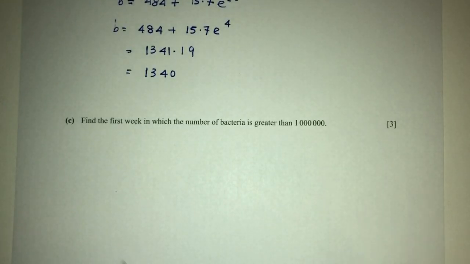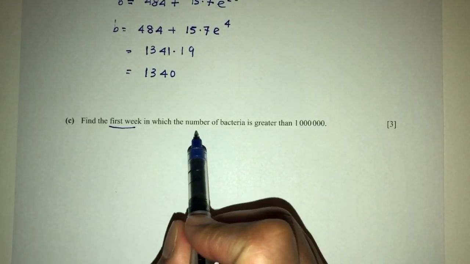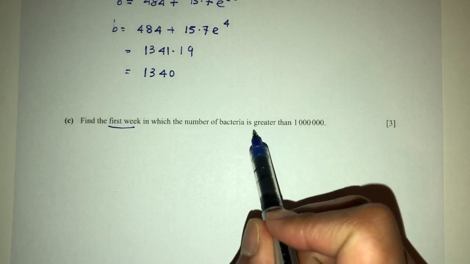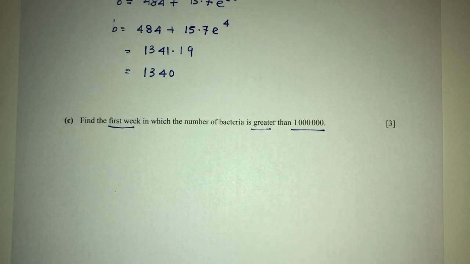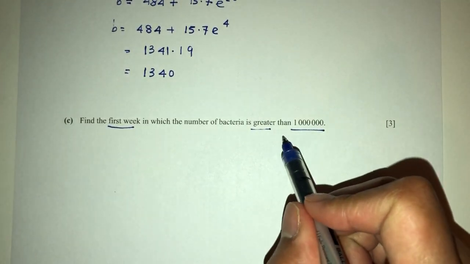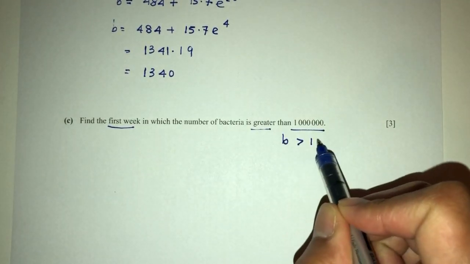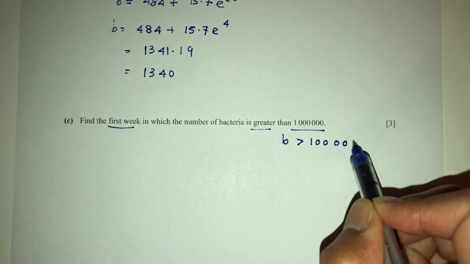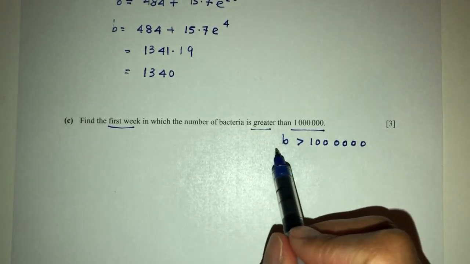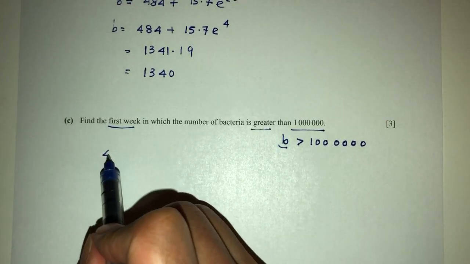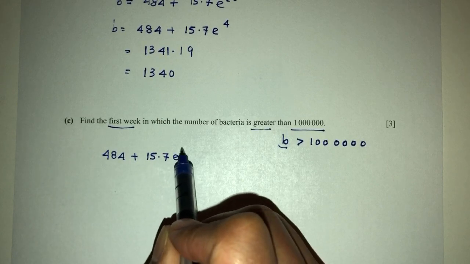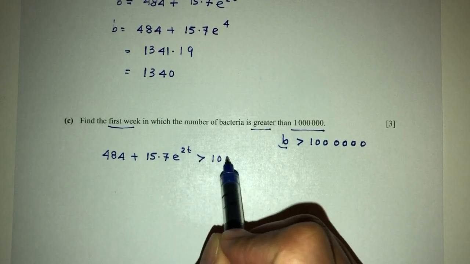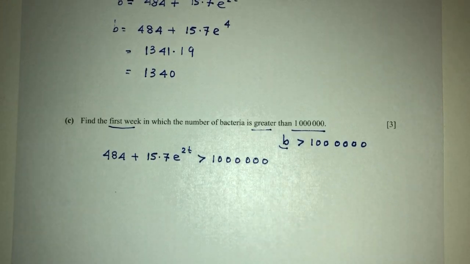Now part C, find the first week in which the number of bacteria is more than 1 million. So basically find the first week that the bacteria is more than 1 million. So B has to be more than 1 million. That is my condition, right? We know that B is given by my formula, which is 484 plus 15.7 exponential to T, and it has to be more than 1 million. So solve for the value of T.